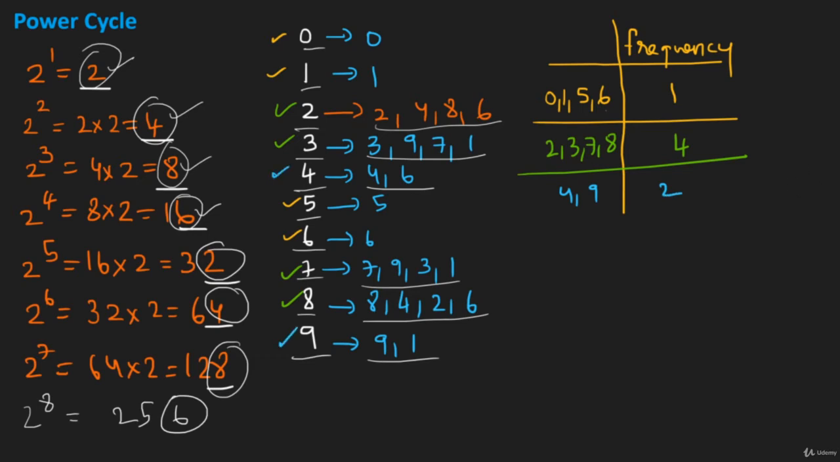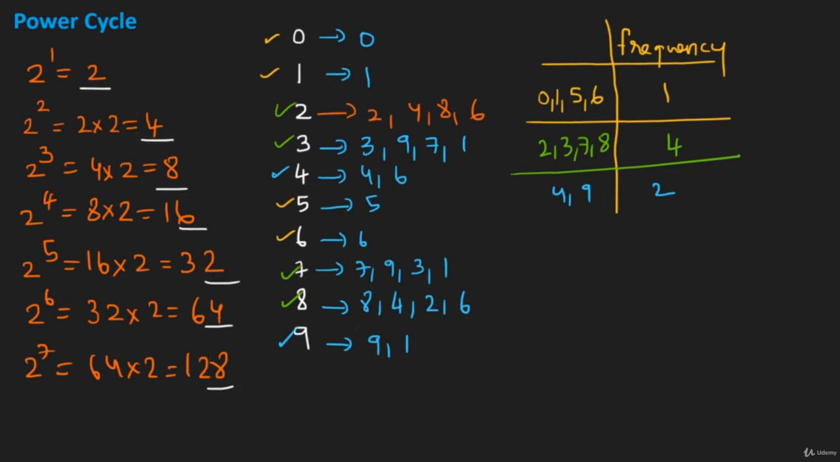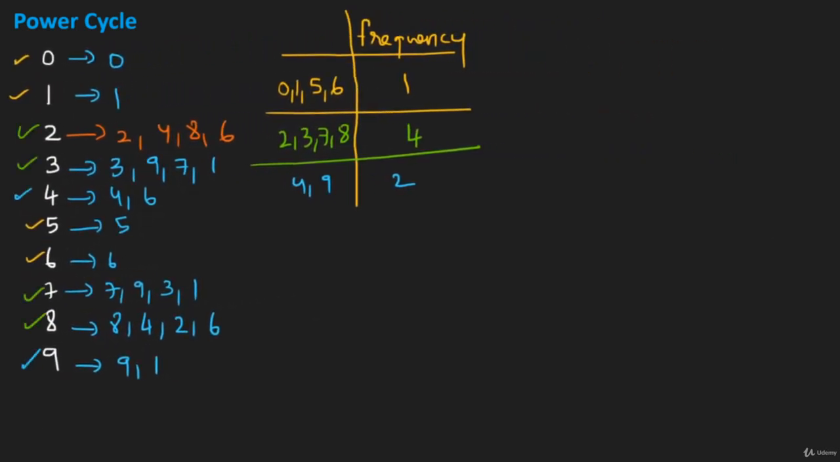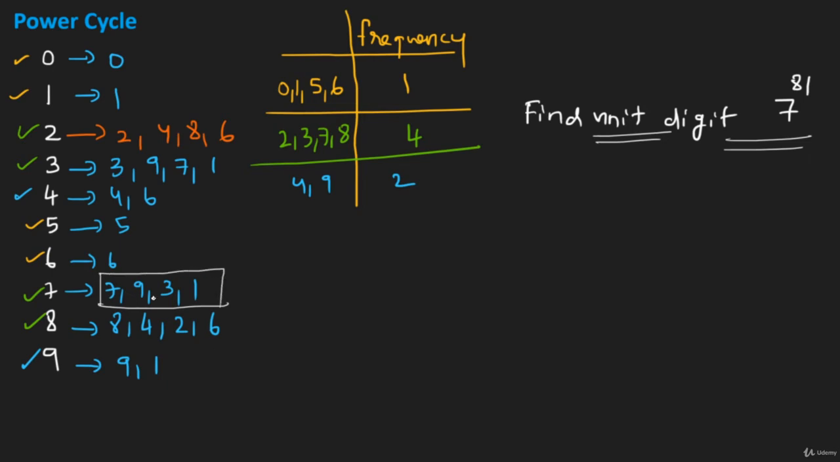Alright, having established this, let's keep this aside. We have it over here, and let's try to apply this in a question. Say you want to find the unit digit of 7 to the power 81. How can we approach this question? We have to just find the unit digit of this expression. Now we know that in the case of 7, the pattern of unit digits is 7, 9, 3, 1, right? Now the unit digit of 7 to the power 81 will be one of these 4, right?